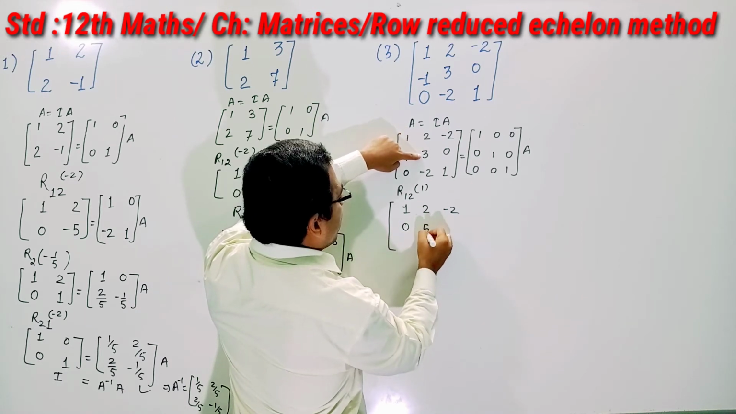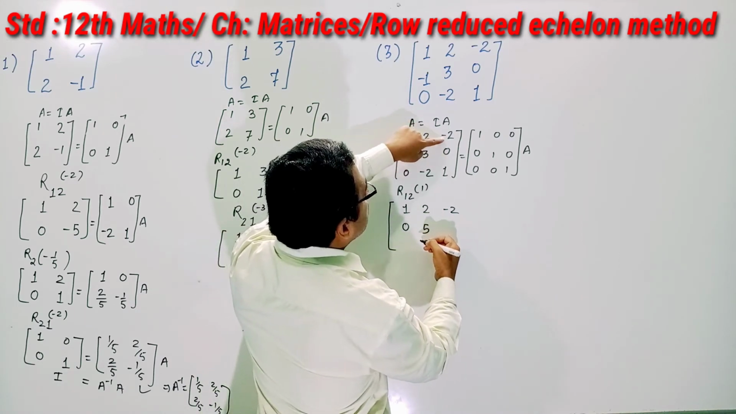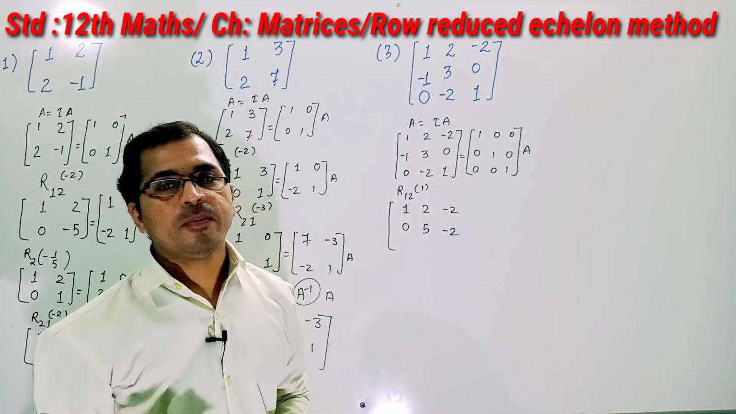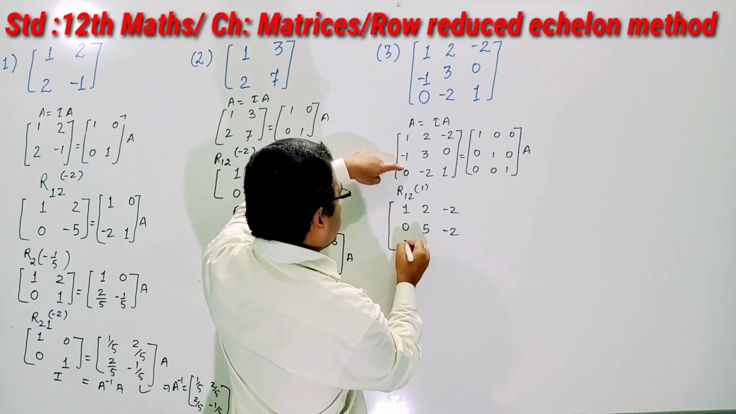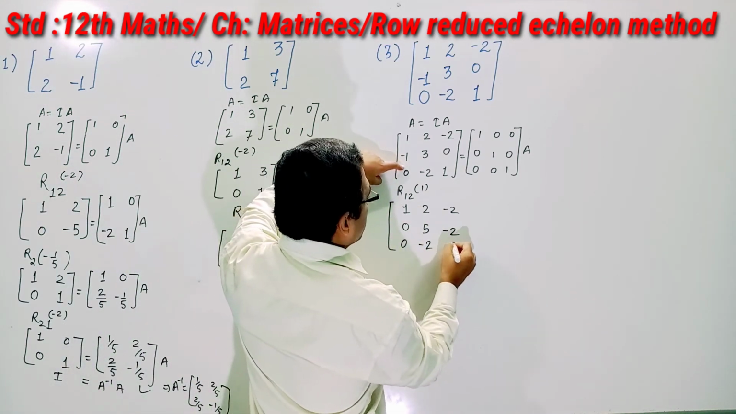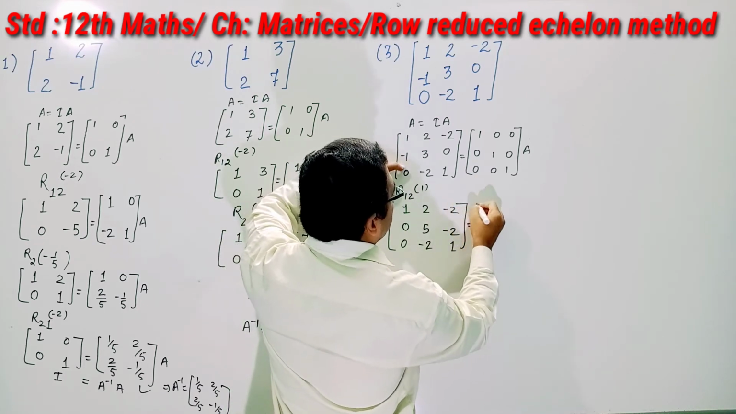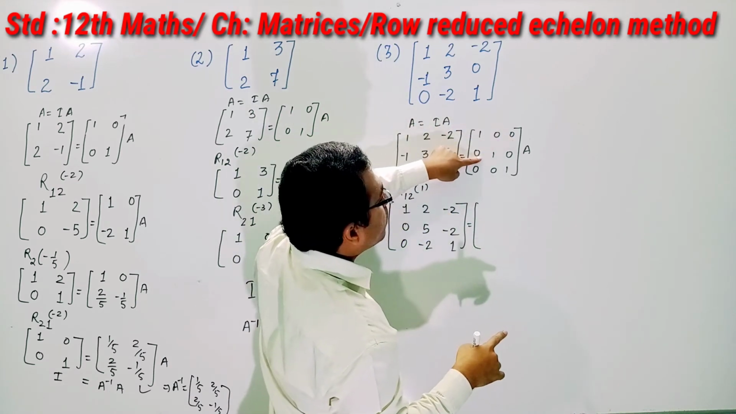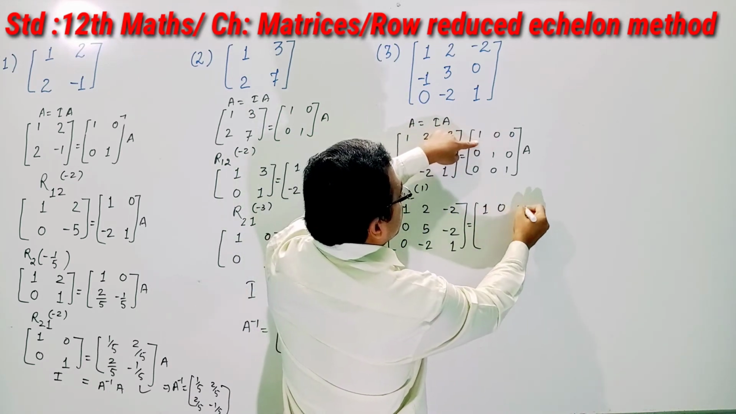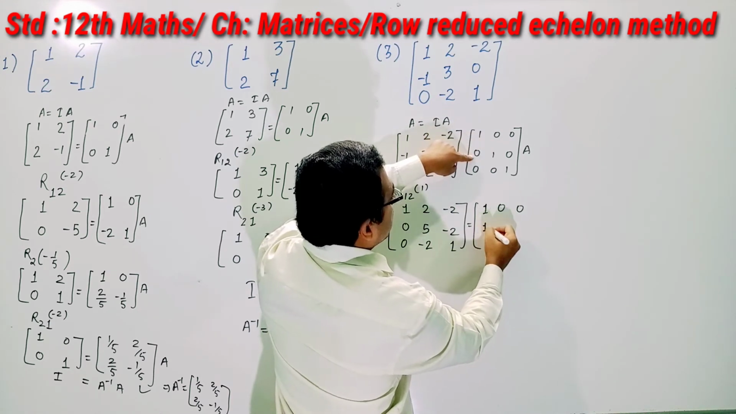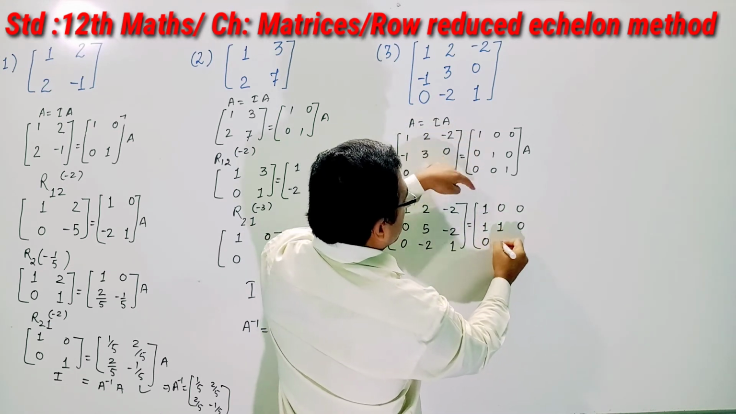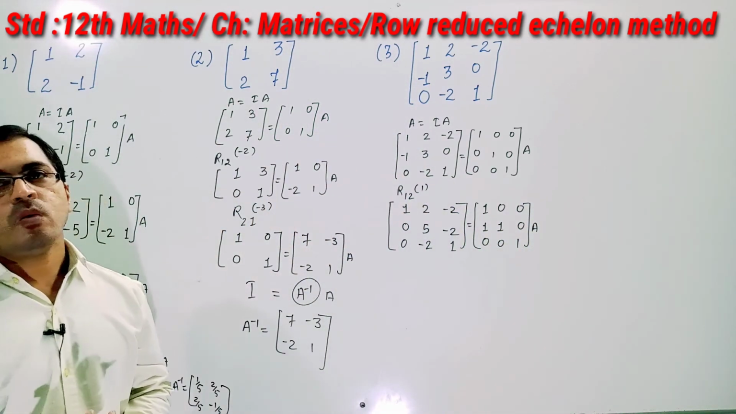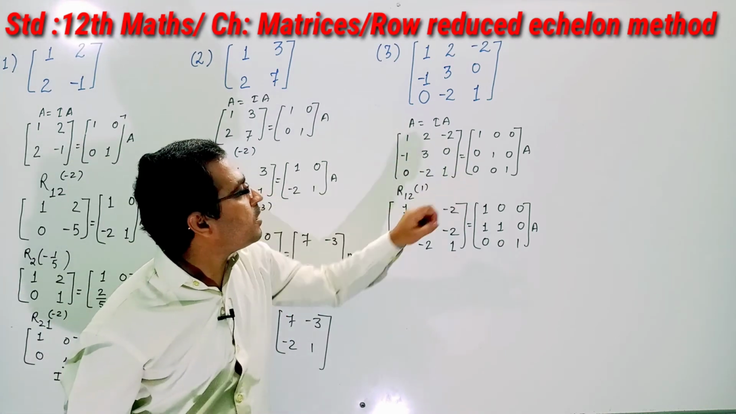So 2 plus 3, there will be 5, 0 minus 0 minus 2. So there will be minus 2. Right students? And the same thing will be over here. 0 minus 2, 1. Okay. So this row is multiplied by 1, added to R2. So 1, 0, 0. So we will get 0 plus 1, 1. 1, 0, 0, 0, 1 into A. Understood students?